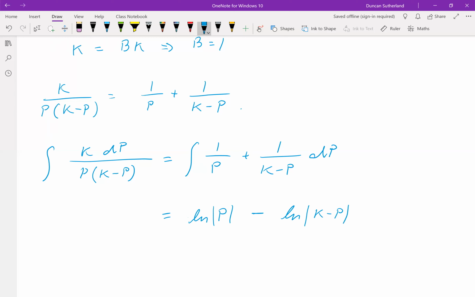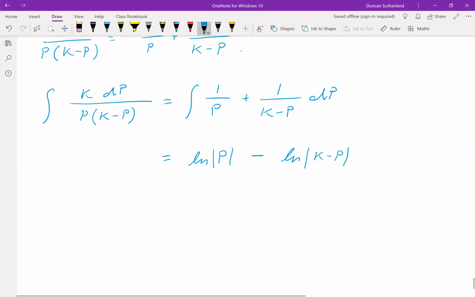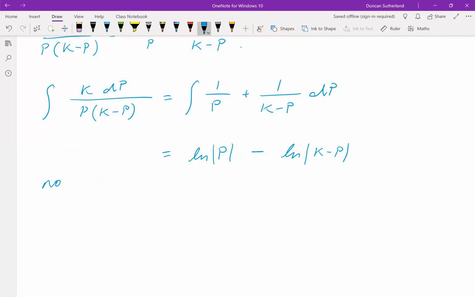Now, normally you'd have a constant of integration, but remember this is a separable ODE, and we're free to put our constant of integration on either side of the equation. So I'm going to associate the constant of integration with the other integral. So now what we have is log abs p minus log abs k minus p.